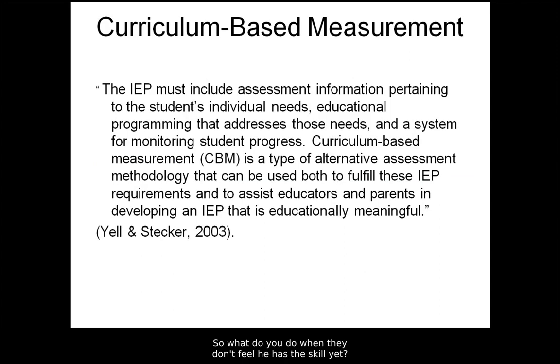So what do you do when they don't feel he has the skill yet? That's why this progress monitoring is so important. It helps change those conversations. So when you go back and you say, doesn't have the skill yet, well, how do we know he doesn't have the skill yet? Let's just say it's speech and language goals and objectives. You get to the end of the year and, well, we just don't feel he's concrete in that skill yet. The conversation from the parent to the IEP team, or specifically to the speech and language person, is, how do you know?